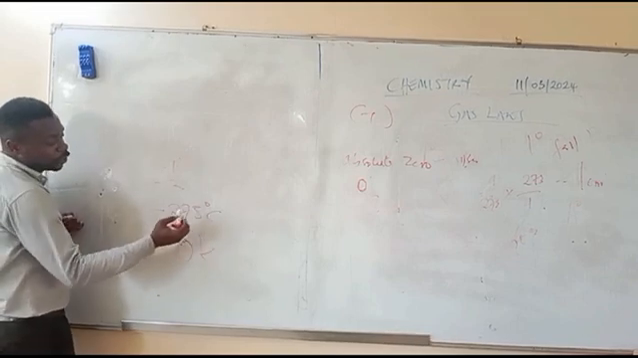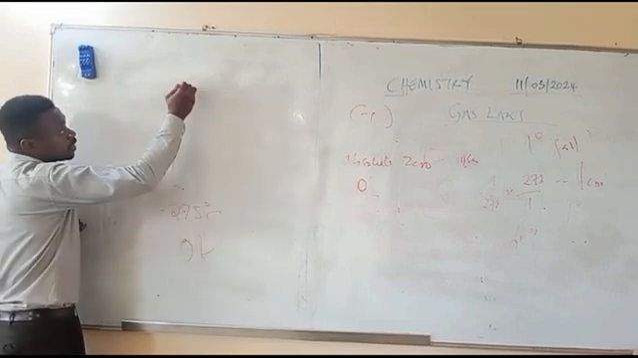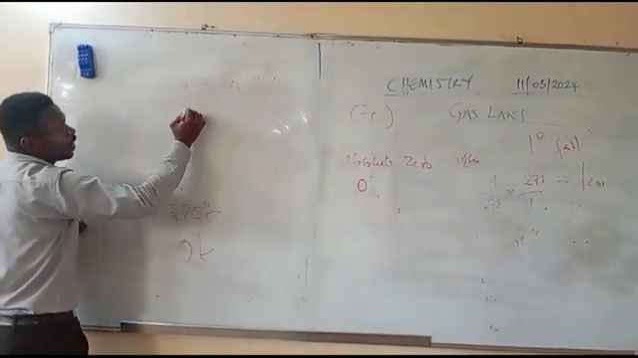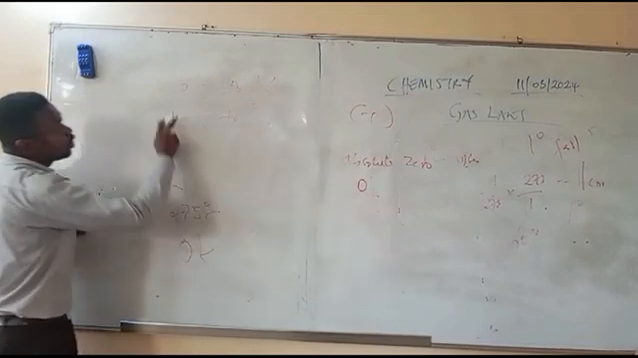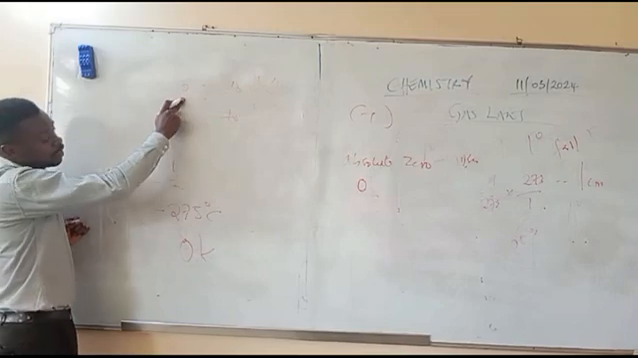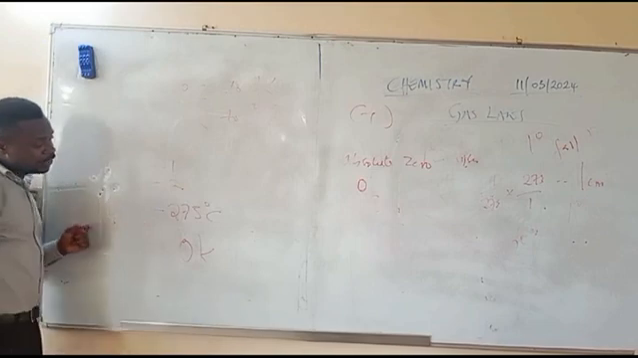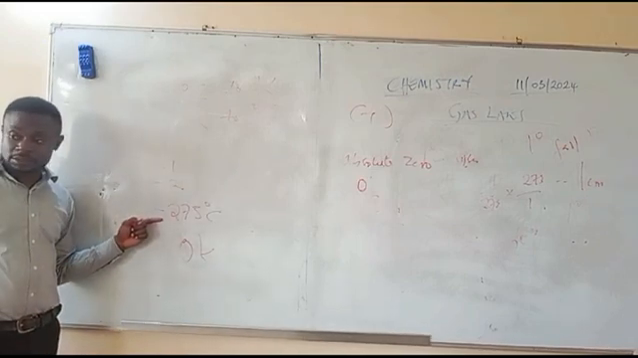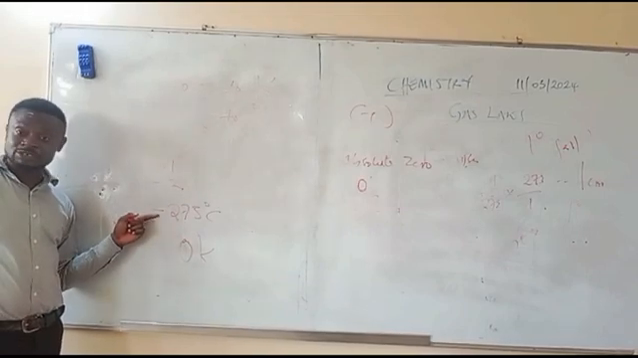if you want to convert 0 degrees Celsius to what? Kelvin. And if you want to convert Kelvin to what? Degrees Celsius, what do you do here? From what you know so far, you add what here? 273. Now if you add 273 here, it will give you what? 0 Kelvin. Are we together? If you add 273, it will give you what?